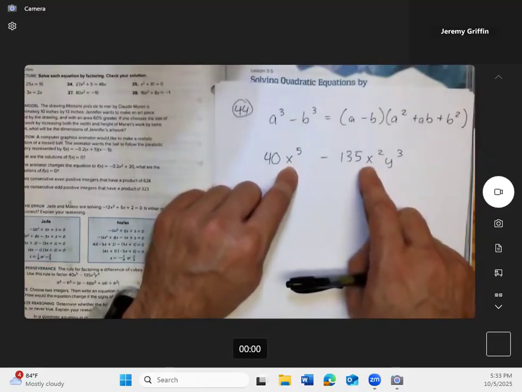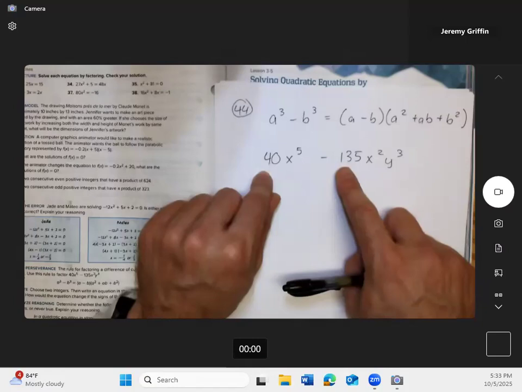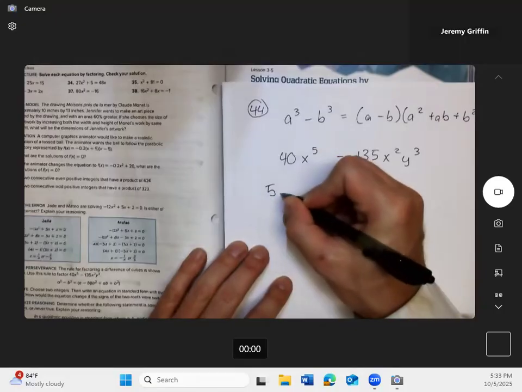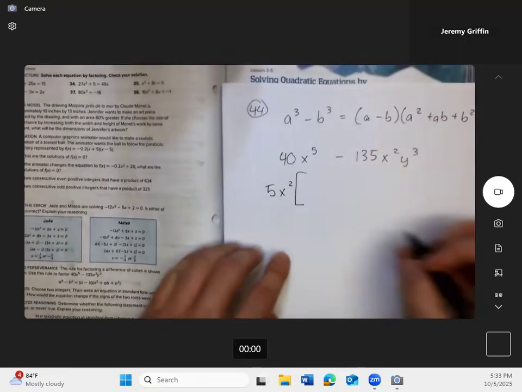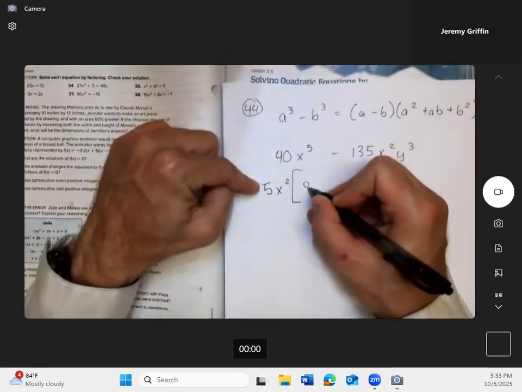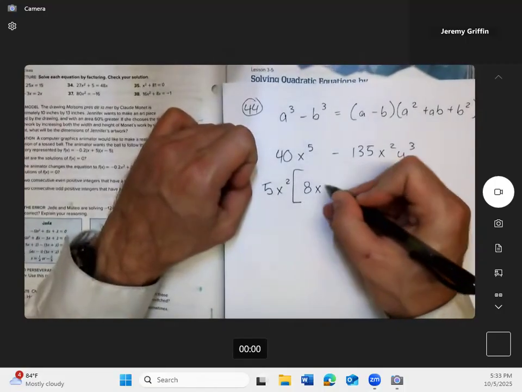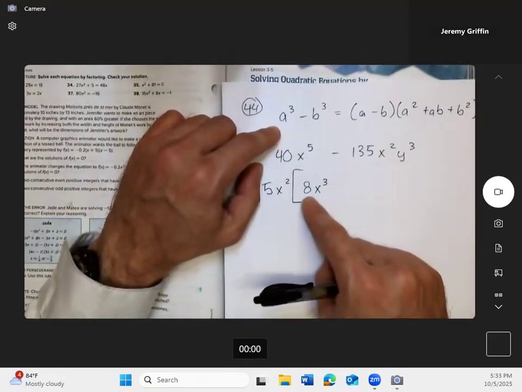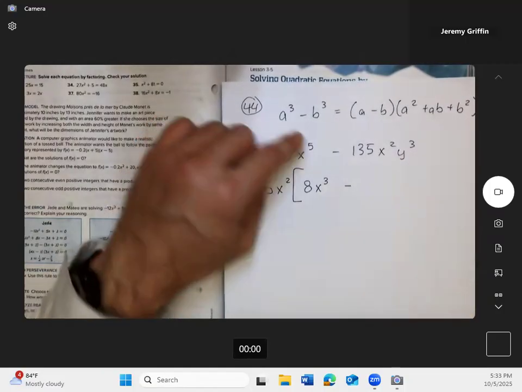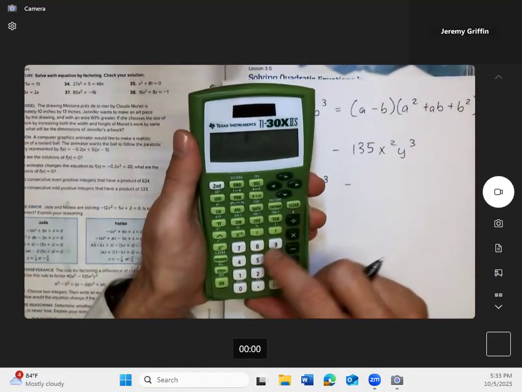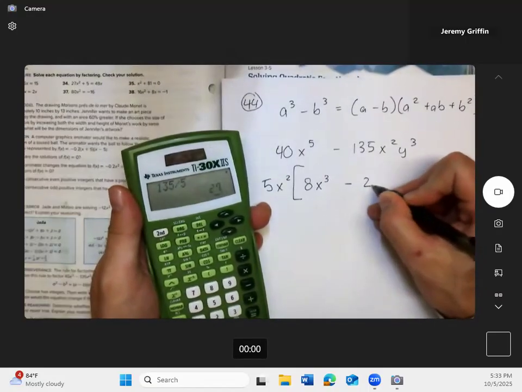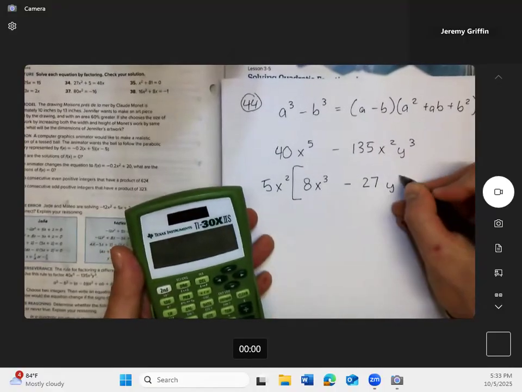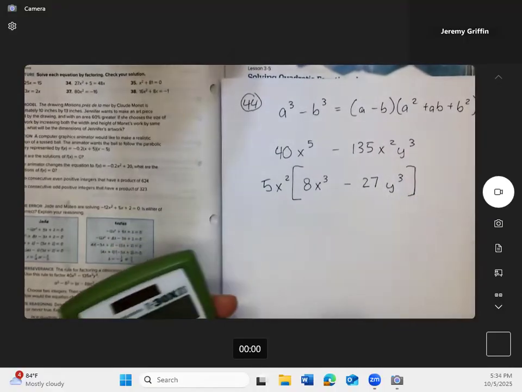I can pull an x squared out. I also see that both 40 and 135 are multiples of 5, so I'm going to pull a 5 and also an x squared out of the whole thing. 40 divided by 5 leaves me with 8, and then I've got x cubed. So that's already looking much better, because 8 is 2 to the power 3. I see where this is going. And then, I don't know this off the top of my head, 135 over 5 is 27. Oh, and 27 is also a perfect cube. And I took the x squared out already, so I'm left with y cubed. Yep. This is looking much better.